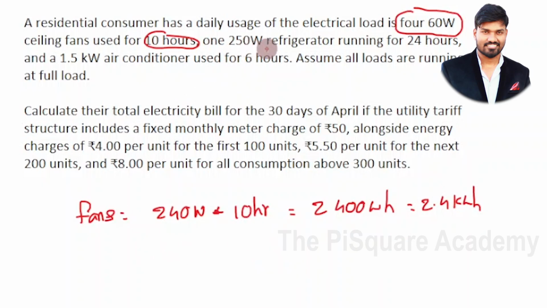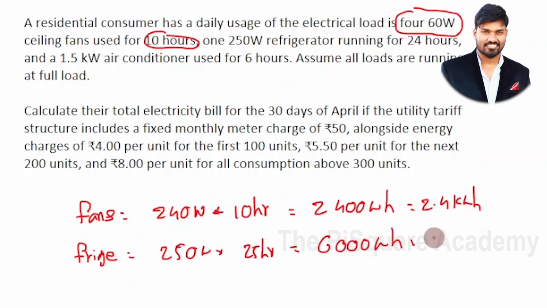Next, one refrigerator, fridge, 250 watts and 24 hours. If you multiply this, you will get 6000 watt hour or 6 kilowatt hour. Kilo means just divide with 1000, you will get kilowatt hour. The next, air conditioner of 1.5 kW used for 6 hours. So 1.5 into 6, which is 9 kilowatt hour.